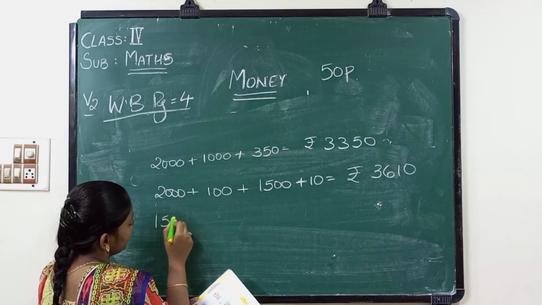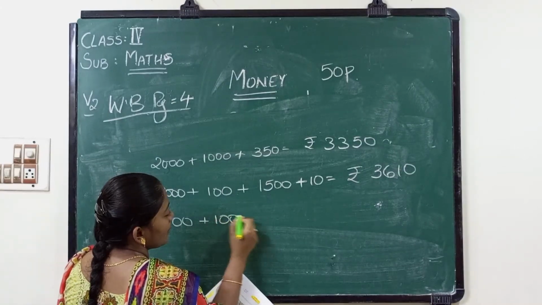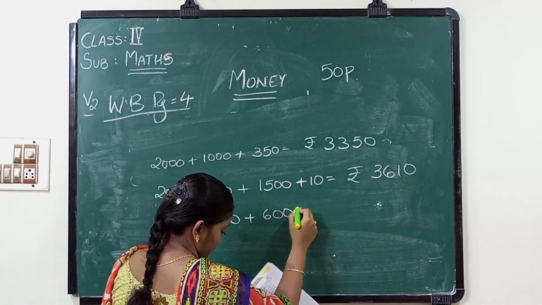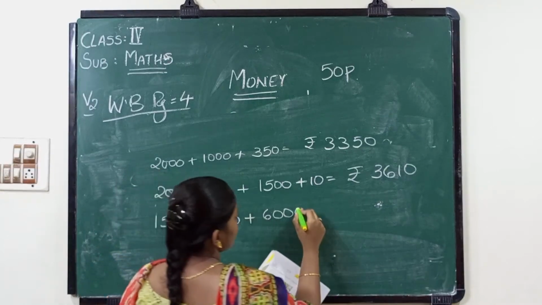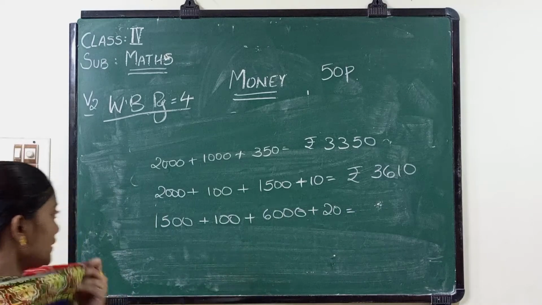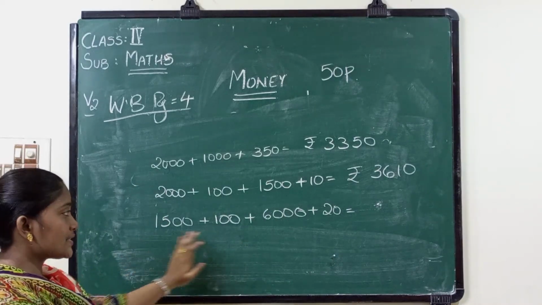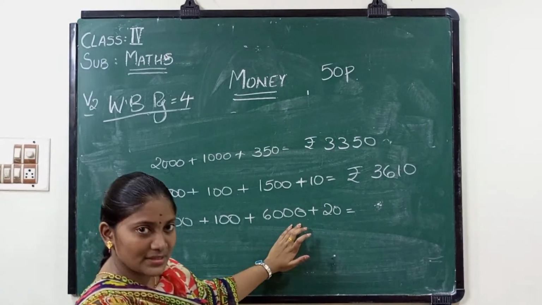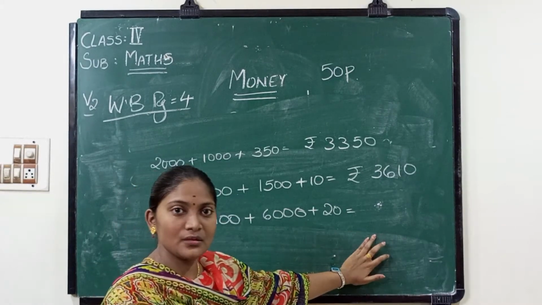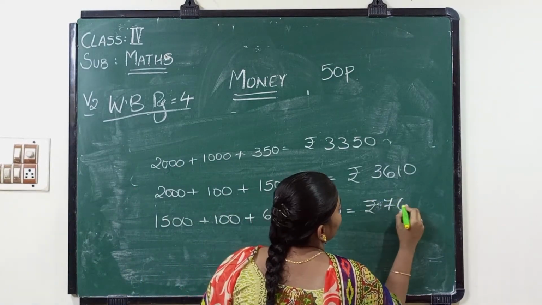See the next one. 1500 plus 100 plus 6000 and again plus 20. 1500 plus 100 is 1600. 1600 plus 6000 is 7600, plus 20 rupees. 7620 rupees.